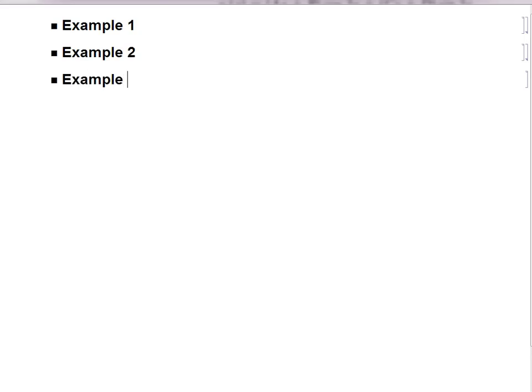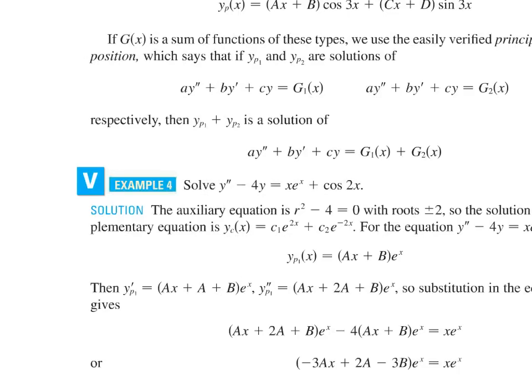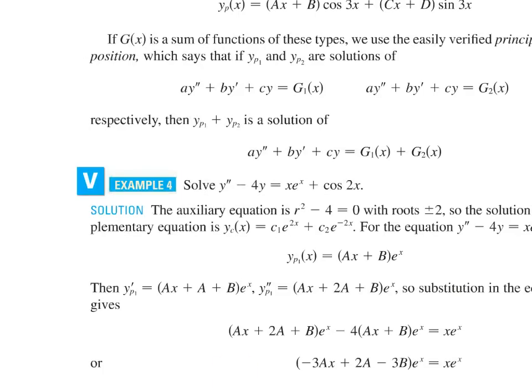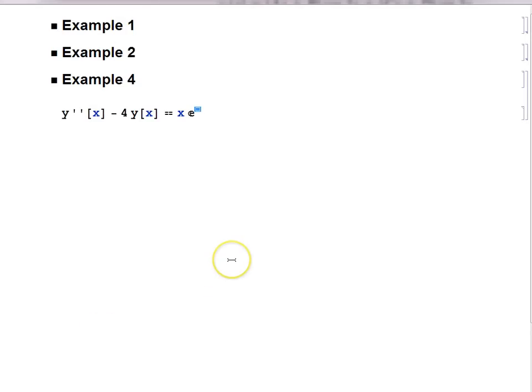Okay. So first of all, y double prime minus 4y. What was that, example 4? Okay. So what do we have? y double prime of x minus 4 y of x equals x, we'll get fancy here, e to the x cosine 2x plus cosine 2x. All right, so that's what we're trying to tackle.